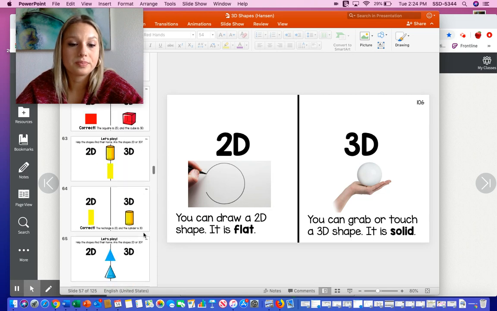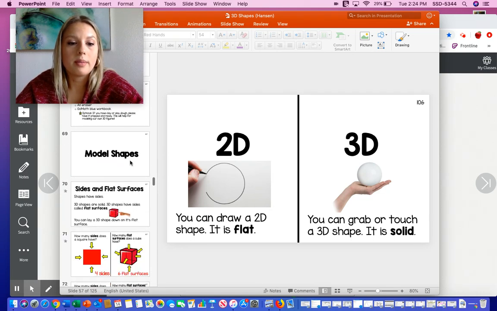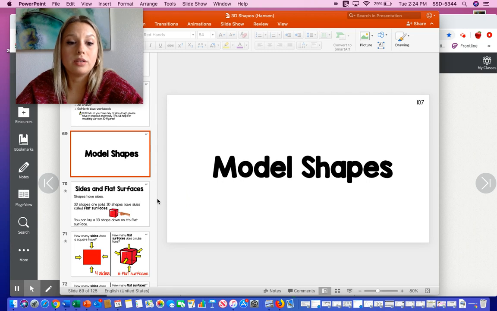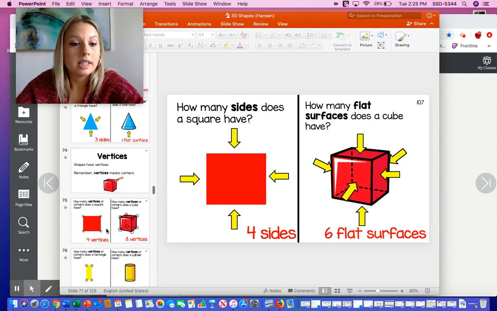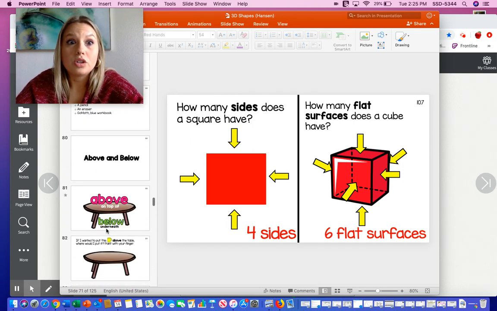It's real. We talked about how to model shapes and build shapes. So we talked about the difference between sides and flat surfaces. And we had to build our own cubes. Remember, I used marshmallows. And I was cleaning out my cabinet yesterday. I had toothpicks.